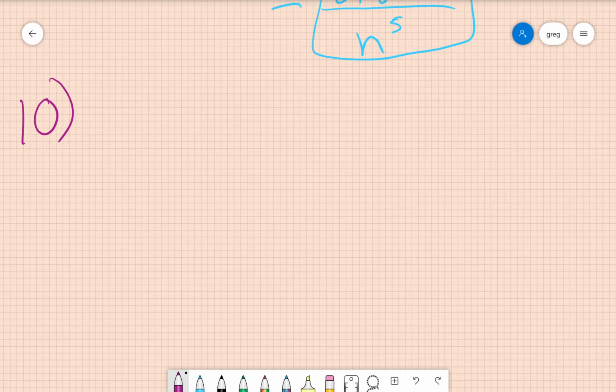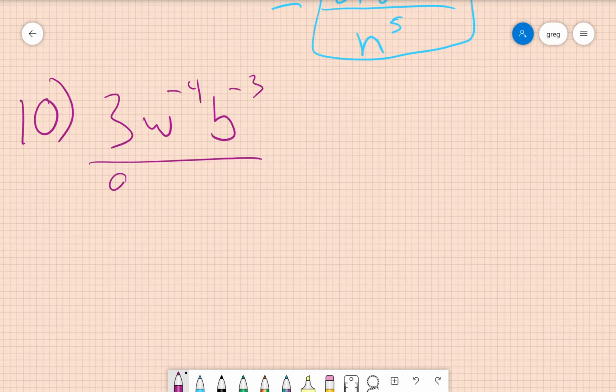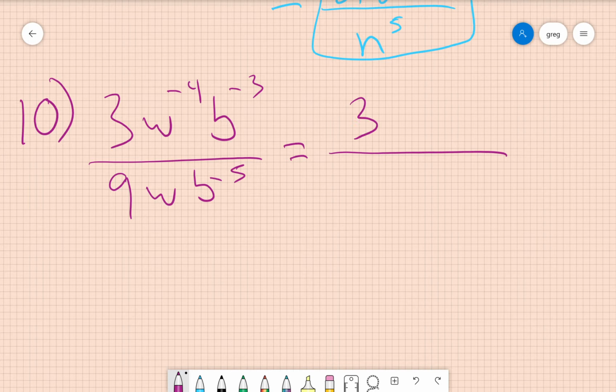So number 10, 3w to the negative 4th, b to the negative 3rd, over 9wb to the negative 5th. All right, first thing we do is we're going to go ahead, rewrite it, and flip the negative exponents to their proper position. So I'm going to keep 3 over 9. I'm not even going to simplify that. Just leave everything. W stays down here. W to the 4th flips down. B to the 3rd flips down, and then B to the 5th comes up top. So whatever has a negative exponent, just flip its position.